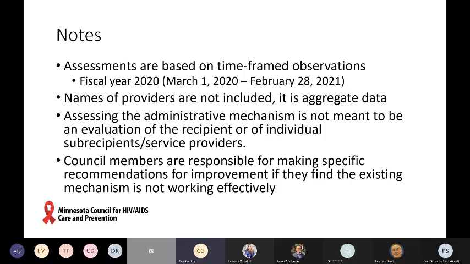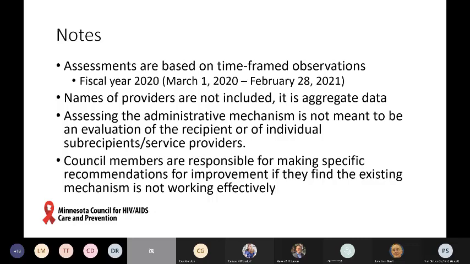We're also looking at time-framed observations. So we are specifically evaluating fiscal year 2020. So this was the previous fiscal year. It started on March 1st, 2020, and it ended just a few months ago on February 28th, 2021. So all of the information is related to that fiscal year. We're not looking at individual providers, so no names are associated with the data. It's just an aggregate form.